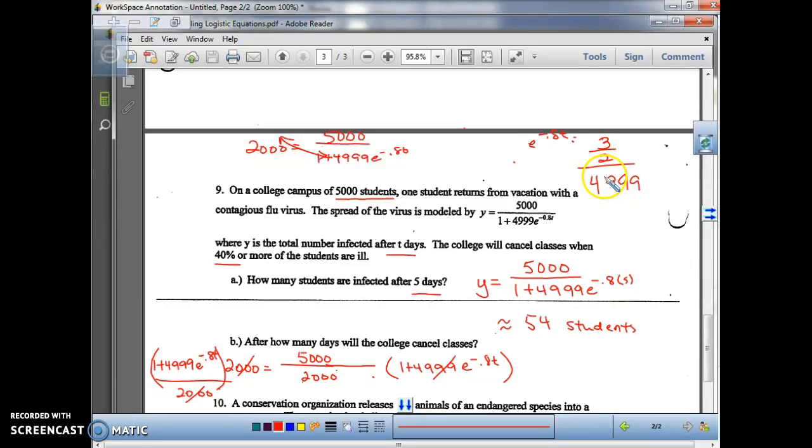So when I take the natural log, you have to remember, let me rewrite this for you. So it's e to the negative 0.8t. So it's the natural log here, and it's the natural log of all of this. And then the negative 0.8t will come down front. So negative 0.8t, and I just divide by negative 0.8.